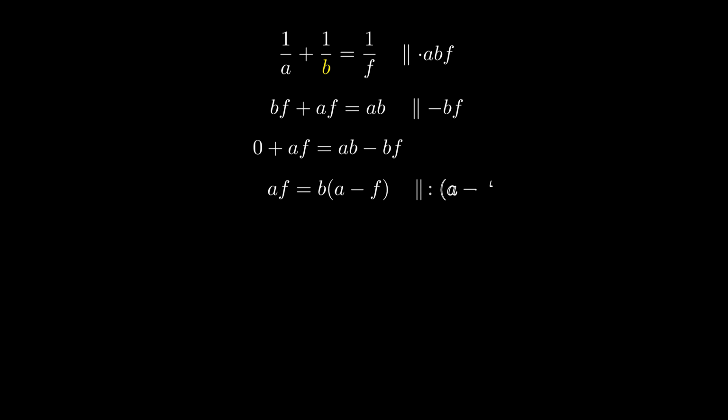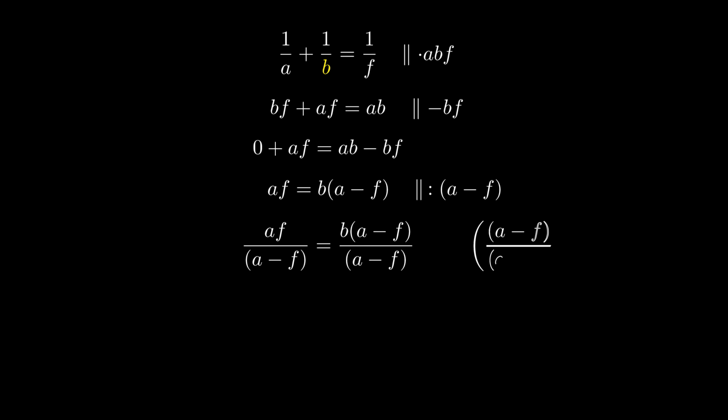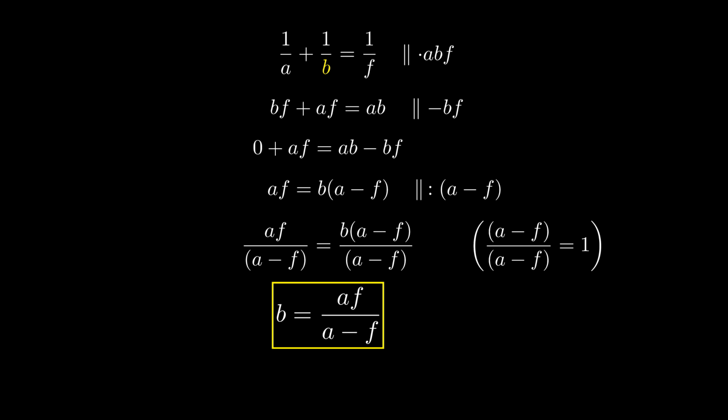The remaining factor, a minus f, can then be divided from both sides of the equation, canceling out the entire parentheses term on the right-hand side. At this point, only b times 1 remains on the right-hand side due to the division, and since 1 does not need to be shown, we are left with b. Finally, the sides of the equation can be swapped, so b is isolated on the left-hand side, completing the solution.